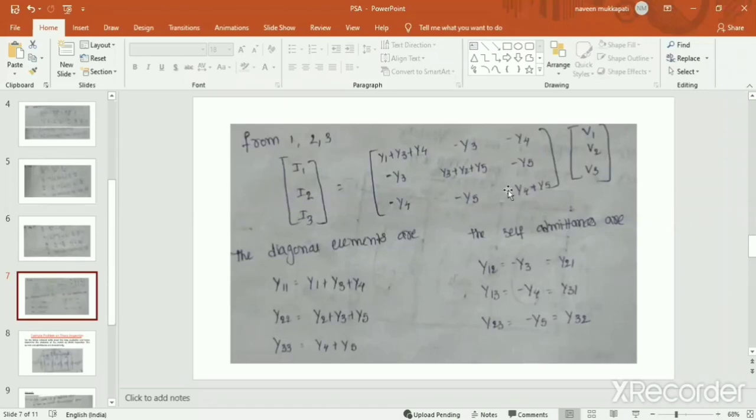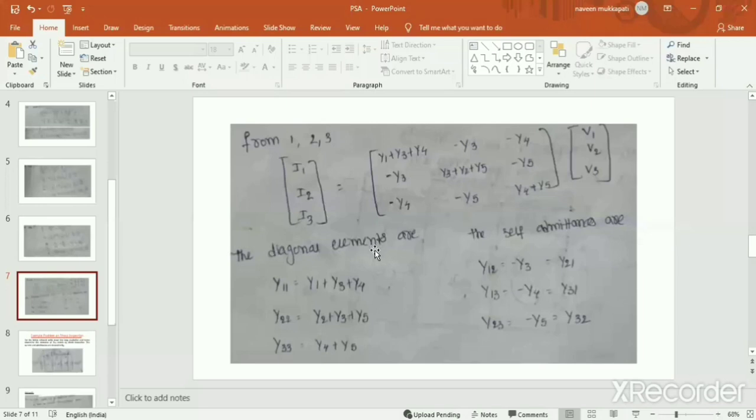Y13 and Y31: this is Y31. What is that value? Minus Y4. Next, Y23. What is that value? Minus Y5. Y23 is equal to Y32. What is the value of Y32? That is also minus Y5.